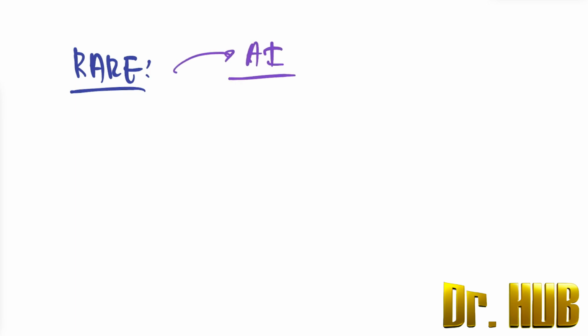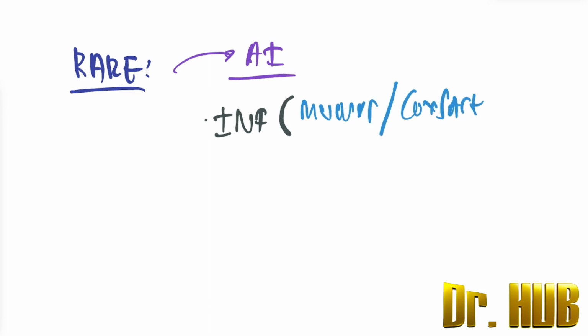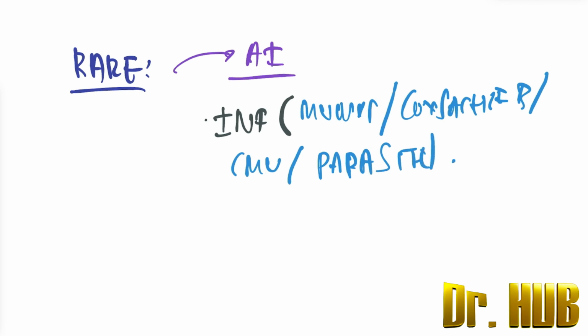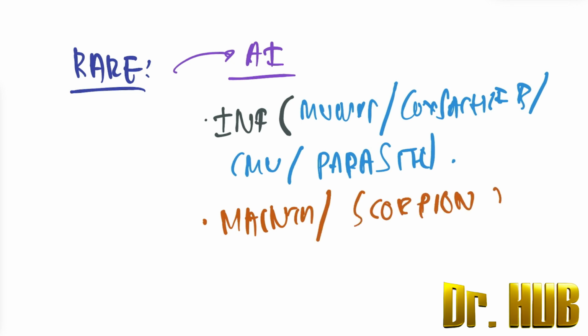Next, we move on to some rare causes. So here the rare causes may be autoimmune, that is AI. Next come the infections. These infections can be due to mumps. There can be the Coxsackie virus, that is Coxsackie B. Then CMV, that is cytomegalovirus, as well as the presence of parasites. Next, there is malnutrition as well as scorpion bite.